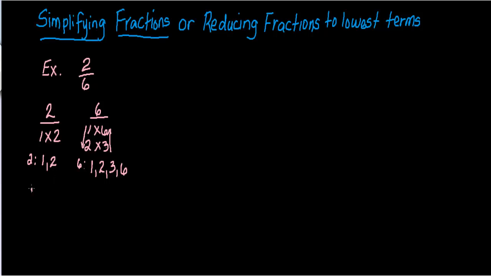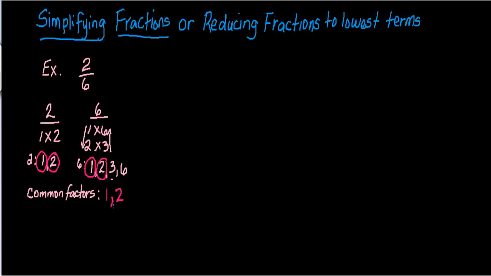Now I'm going to look for the common factors. Common factors are factors that are in the list of 2's and also in the list of 6. So what are the common factors? For 2 and 6, we'll notice all numbers will always have a common factor of 1. That means they both share 1 as a factor. And in this case, 2 is also a common factor.